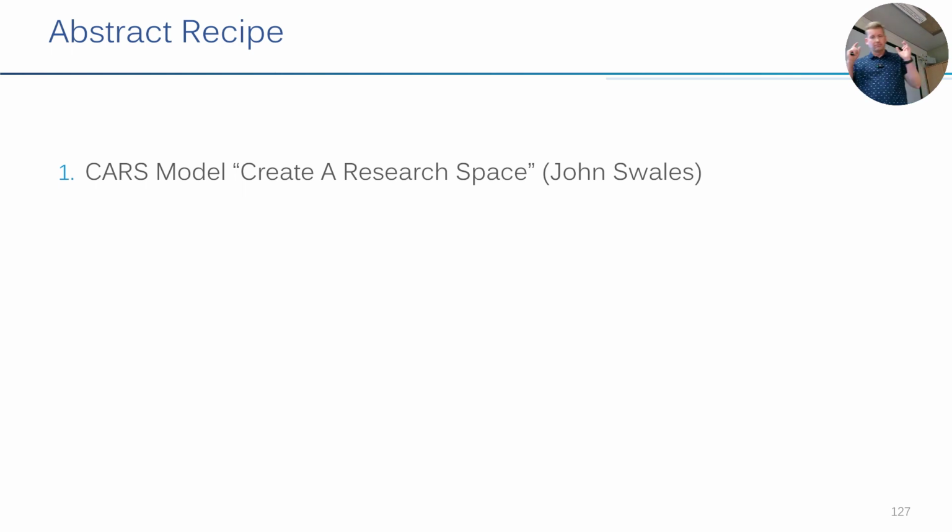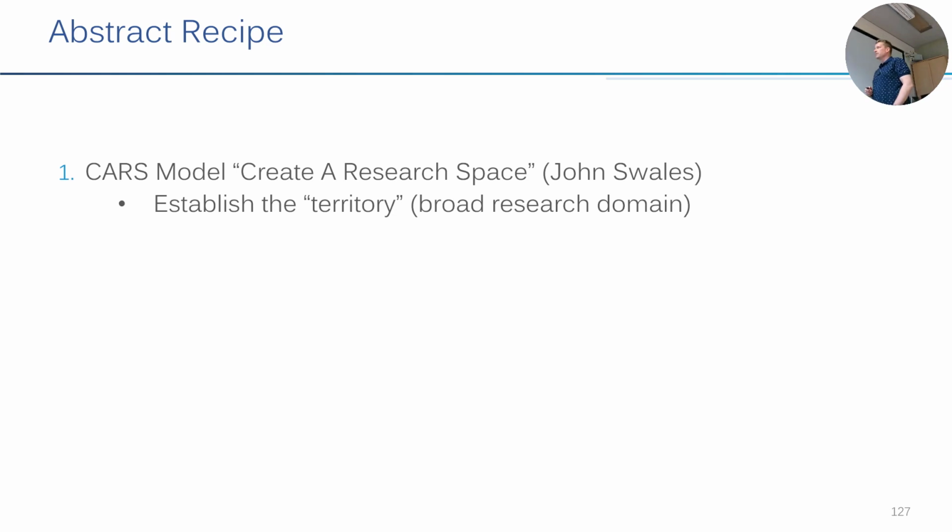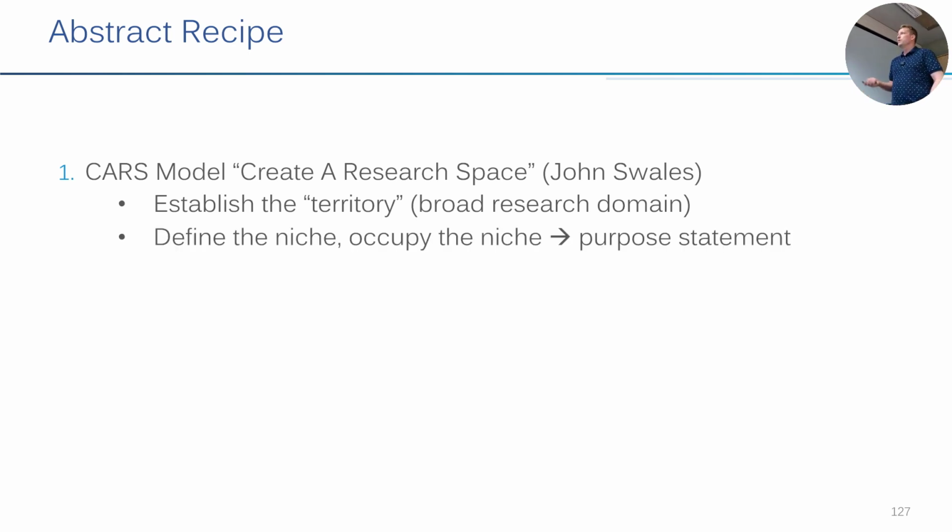There is some recipe for a good abstract. For example, John Swales called it the CARS model, so create a research space. What does he mean by that? Well, first of all, you establish a territory, saying broadly what this research, this paper is about, where it's located in the research space. So you establish a territory in the broad research domain.